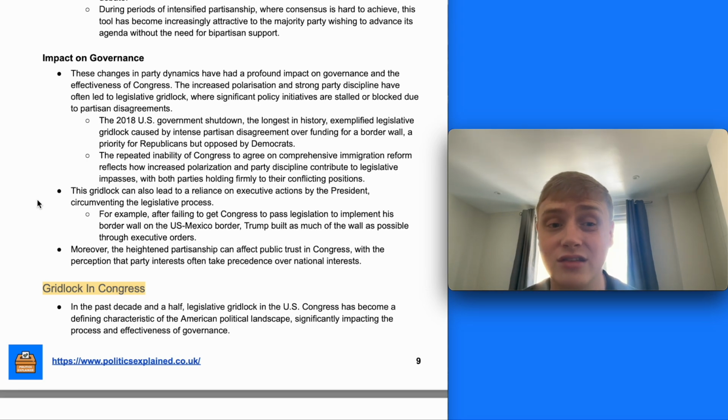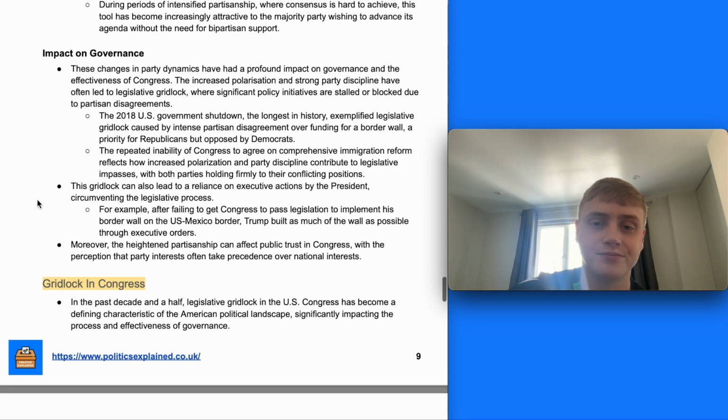And it's also worth noting that the heightened partisanship in Congress can also affect public trust, with the perception that party interests often take precedence over national interests.